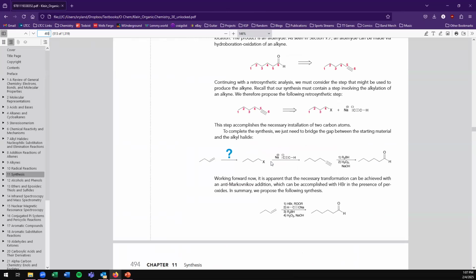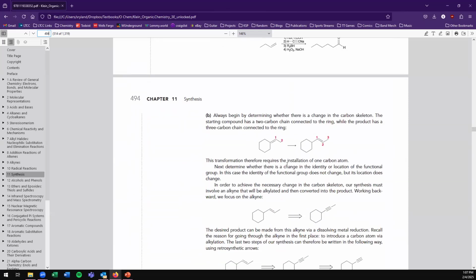So here's the book answer, and it's exactly what you described. You turn this into the acetylide, add 2 carbons, and then do the hydroboration to make an aldehyde out of it. I got real lucky turning to that page in my notes.